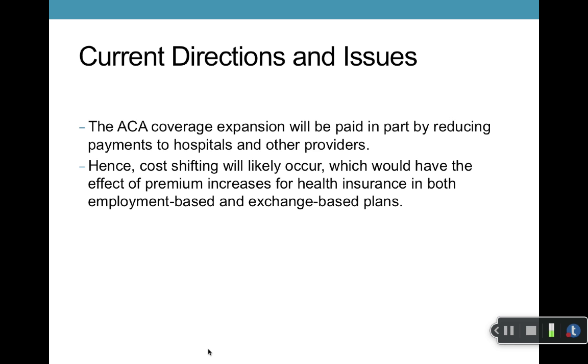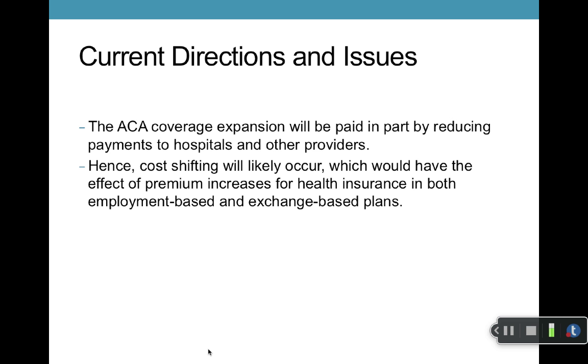Ultimately, what we see is that the Affordable Care Act is going to expand coverage and reduce payments to hospitals and other providers. Ultimately, this cost shifting, not cost sharing, but cost shifting, is likely to occur on the part of insurance companies, which will also result in premium increases for both employment-based as well as exchange-based plans.